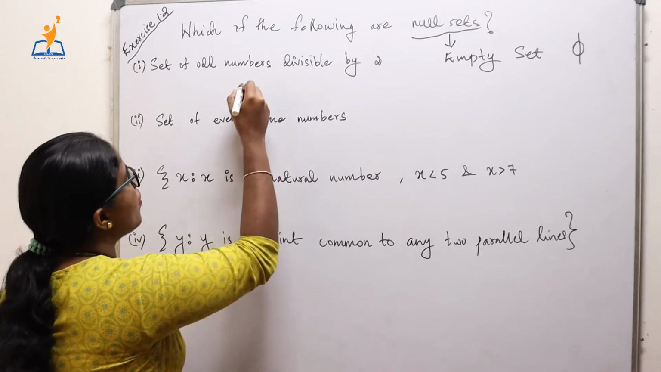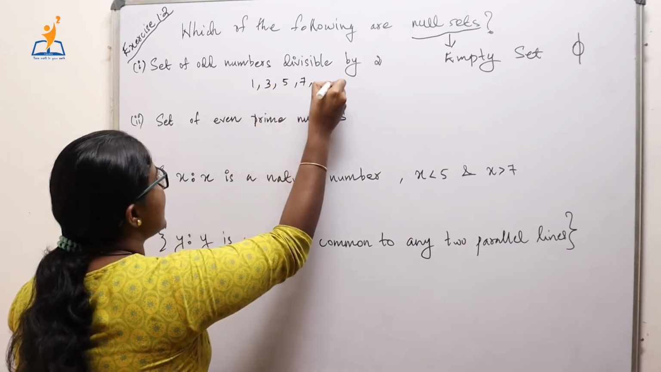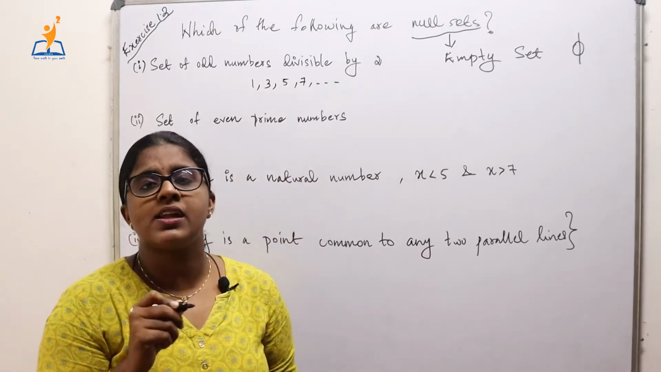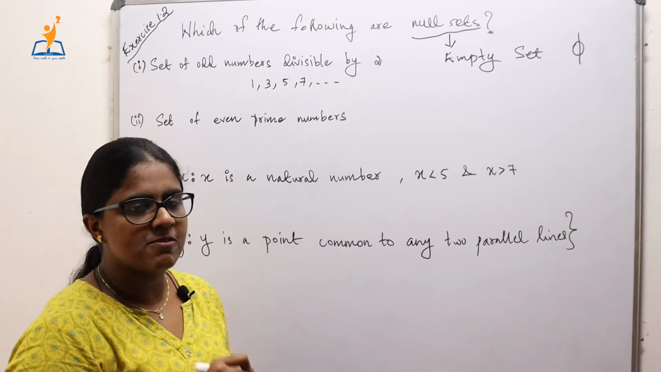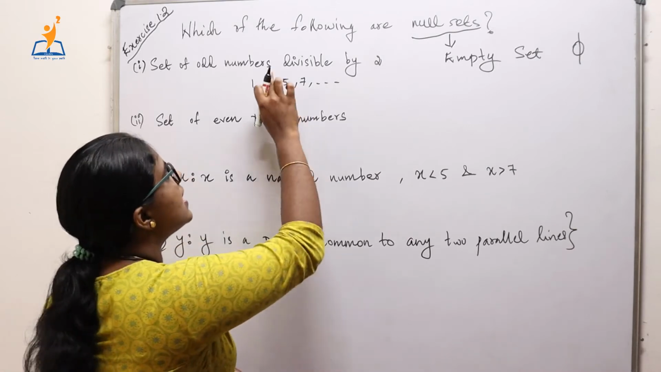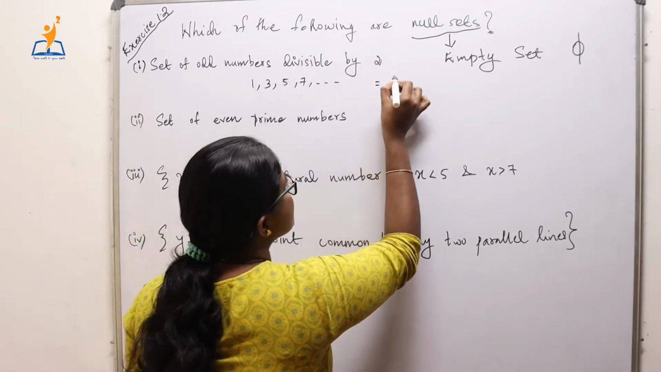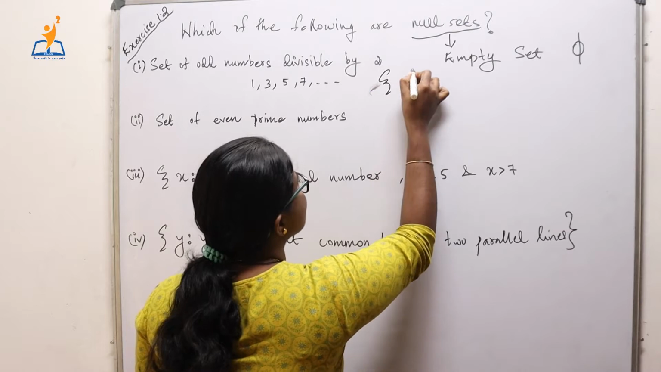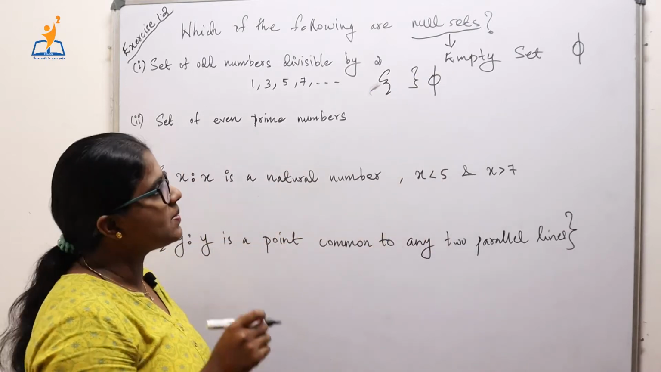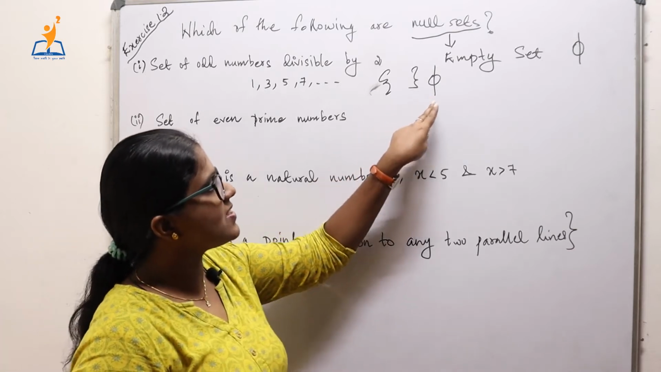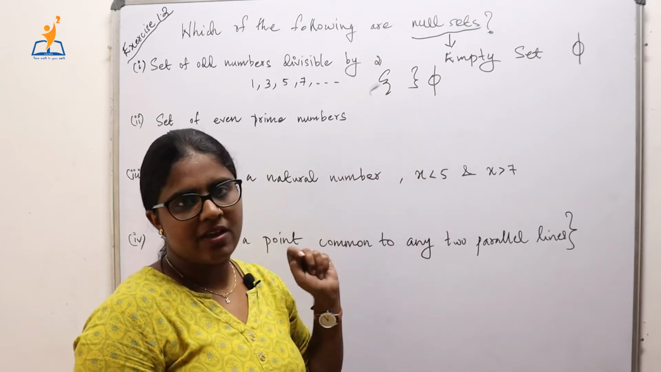We are asked to check whether this set is a null set or not. First of all, which are odd numbers? 1, 3, 5, 7, etc. Is any odd number divisible by 2? No. No odd numbers are divisible by 2. Therefore, there are no numbers which satisfy this condition, which means our set contains no elements, that is, it is a null set or an empty set. A null set is always denoted using two symbols, either this one or the symbol phi.